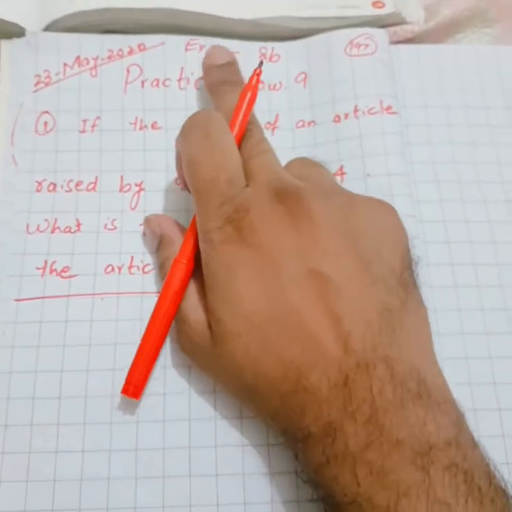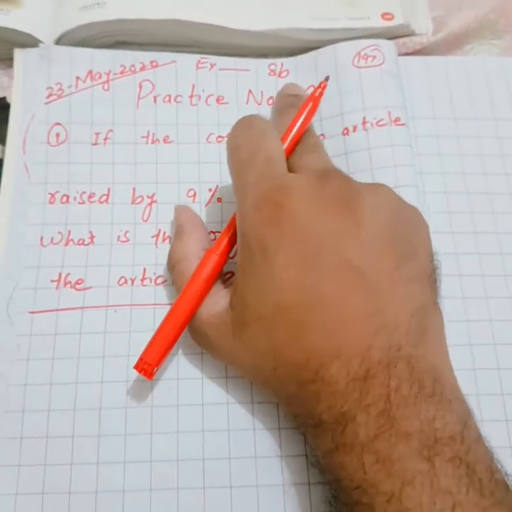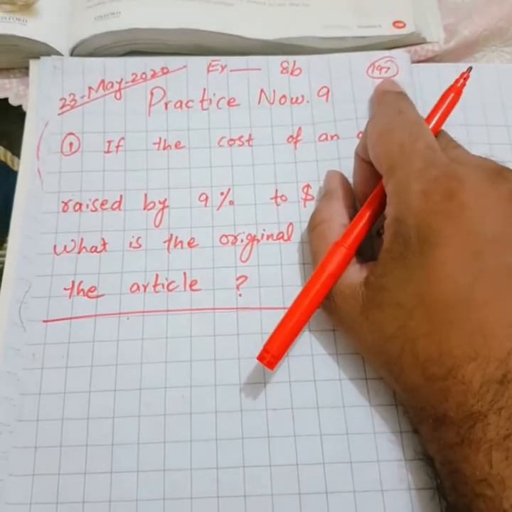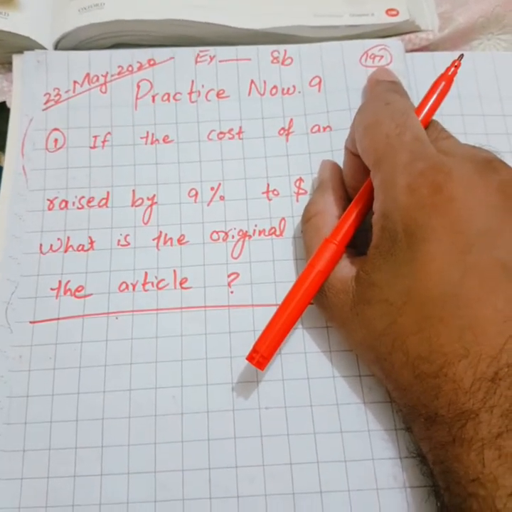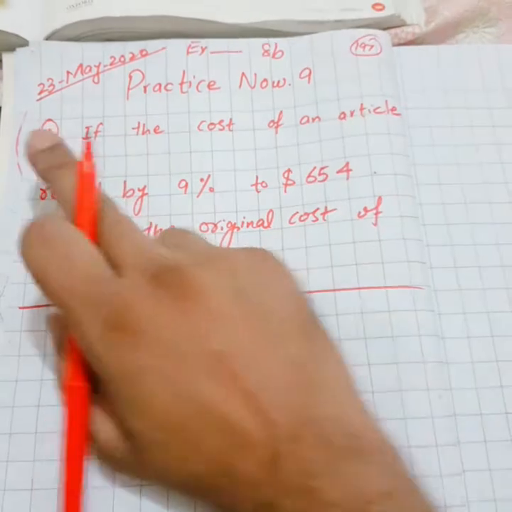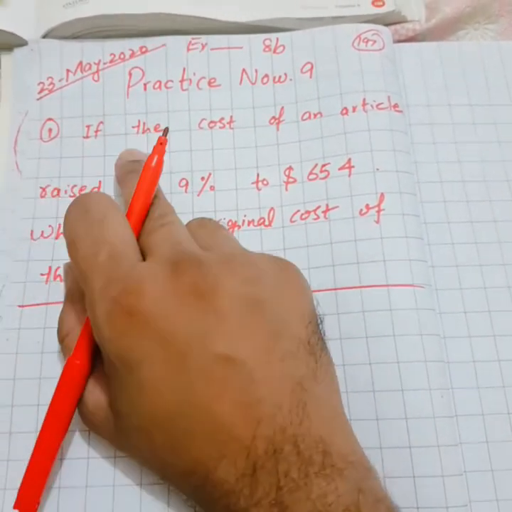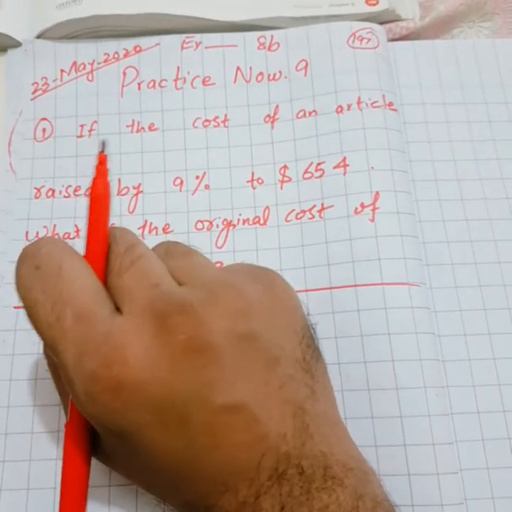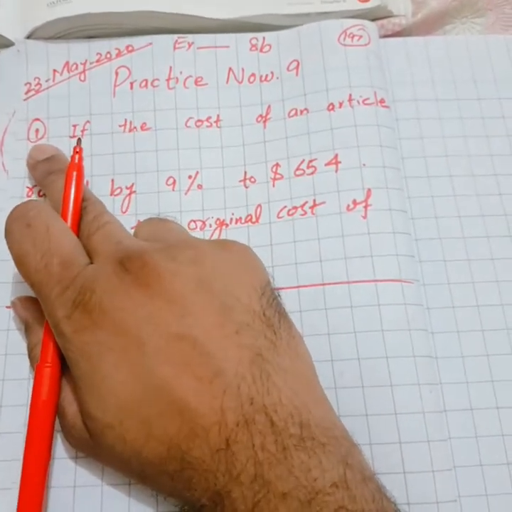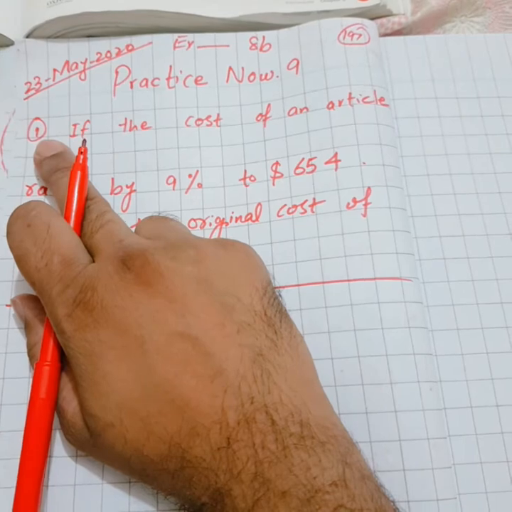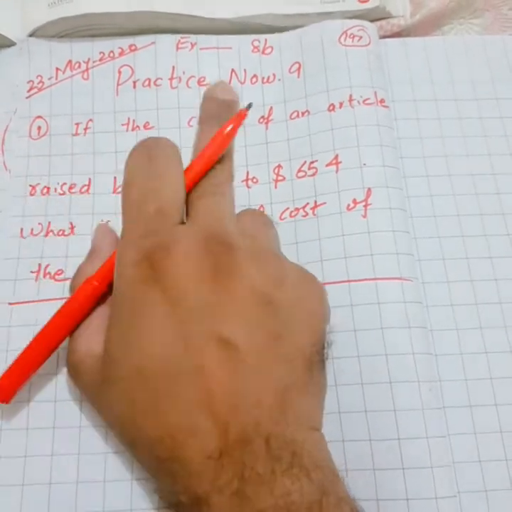Practice now 9. This question is related with exercise 8b. Book page number is 197. The worked example which I have just done before this question, and I have uploaded that video, is almost related to this question. This is question now practice now 9 and question number 1.